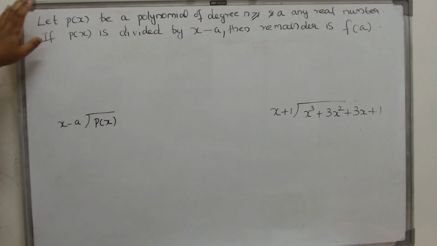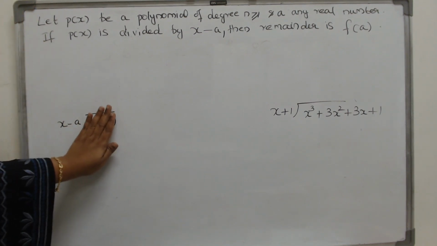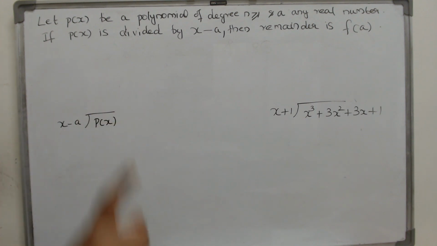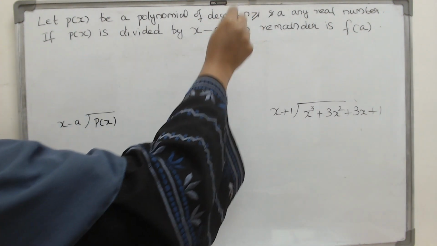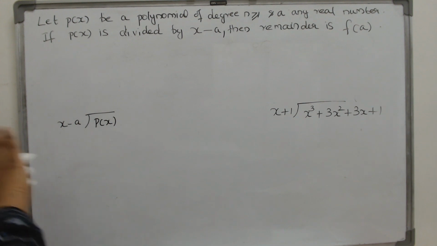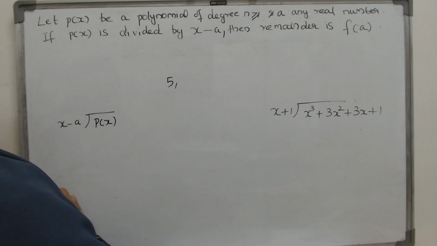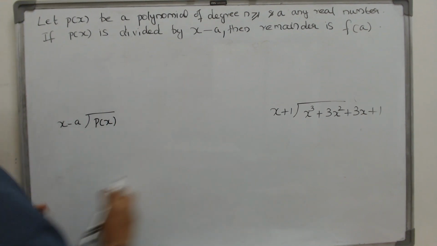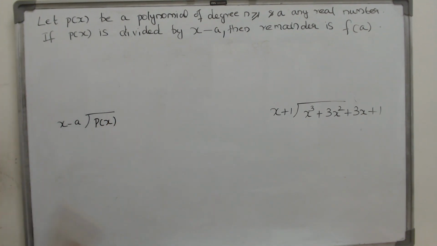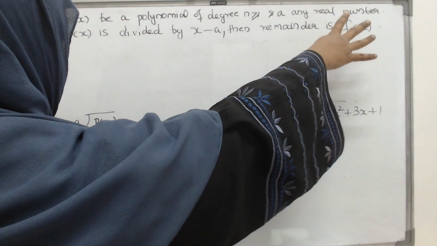Now, this is your remainder theorem. What does it say? You take a bigger polynomial p(x). It should have one important condition: the degree should be greater than or equal to 1. That means do not consider 5 or 6 or pi. No constants. It should have at least one x there, and a real number a.